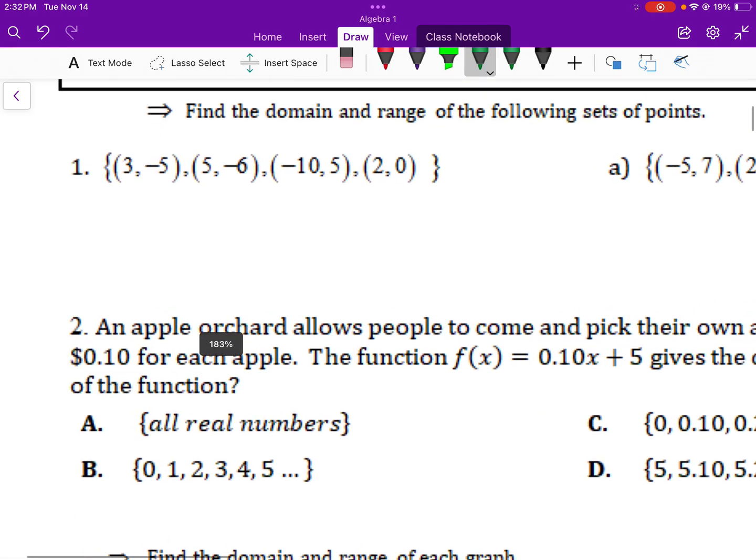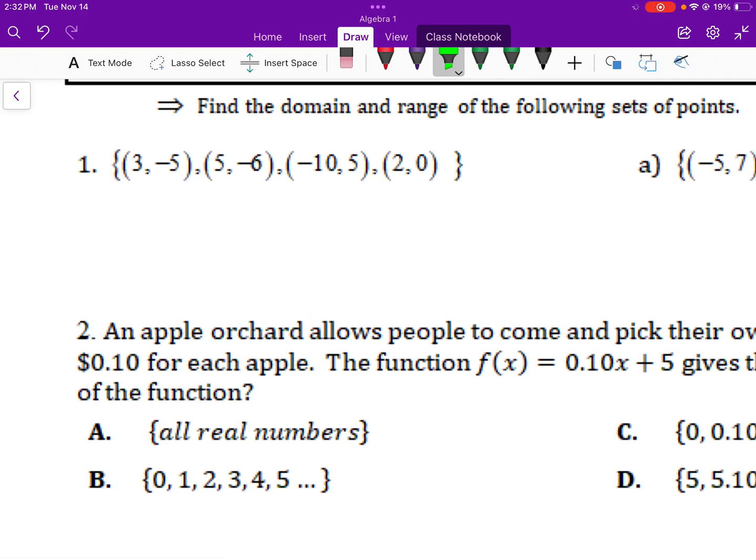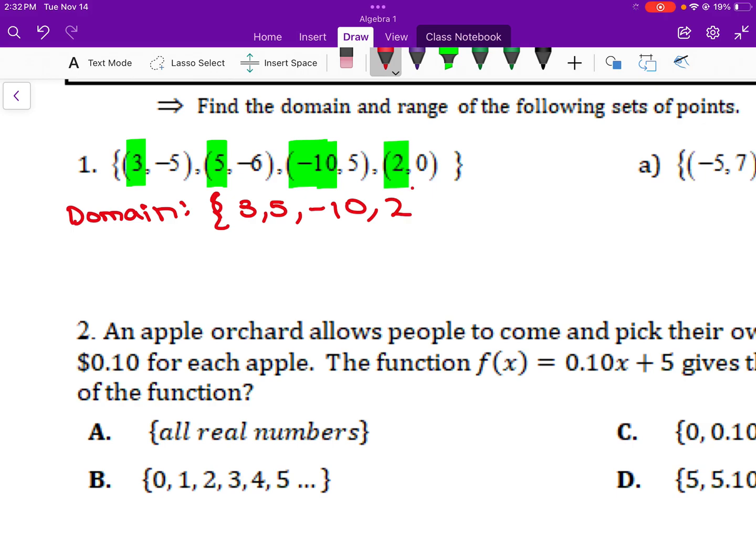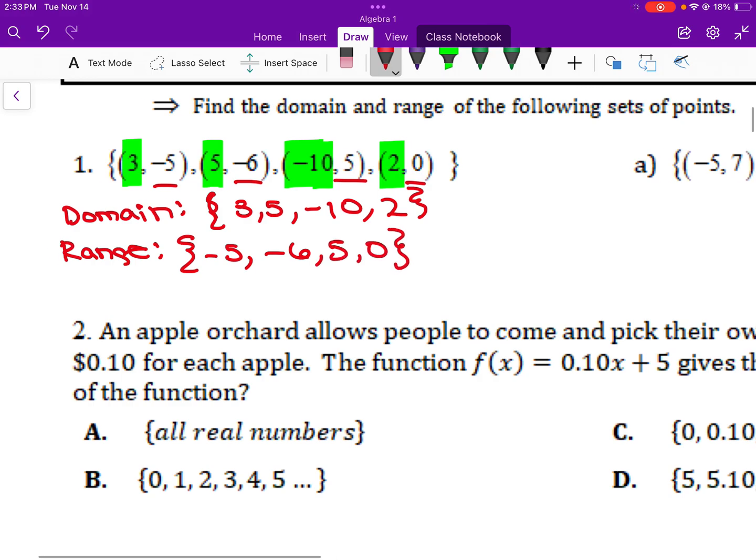Okay, so if I consider my domain as all of my x values, it's going to include all of the x's from these ordered pairs. So we can go ahead and just write those out, that my domain is just simply a list of numbers. So sometimes you do it with braces or parentheses, 3, 5, -10, and 2. Whereas my range is all of my y values. So those are the numbers that come second. -5, -6, 5, and 0. And that's it for the list.